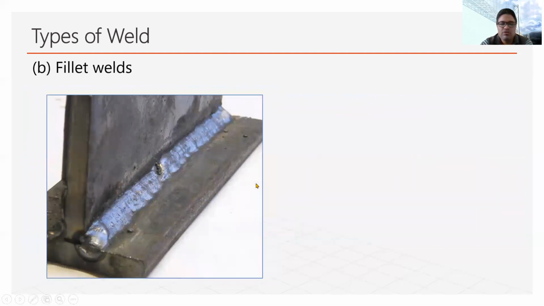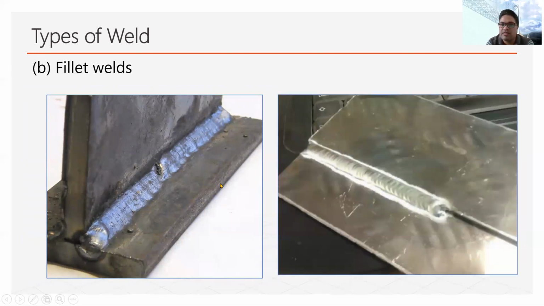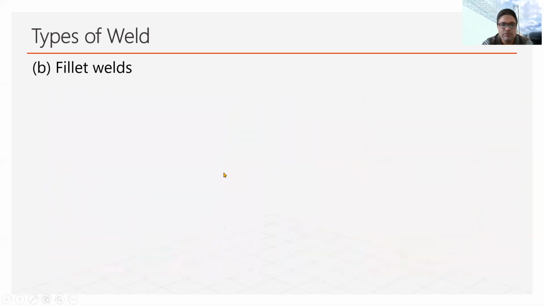Similarly, now coming to the fillet weld. We can see some photos of fillet weld. In the groove weld, we make grooves within the plates. But in fillet weld, there is no need of making grooves or preparing the edges. So it is very easy to make the joint using fillet weld, and that is why it is used extensively. There are also some terms associated with the fillet weld, so we will see them.